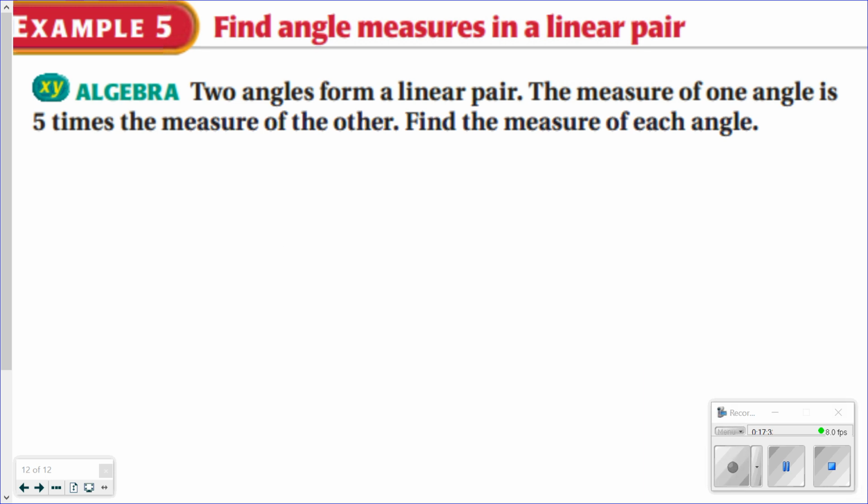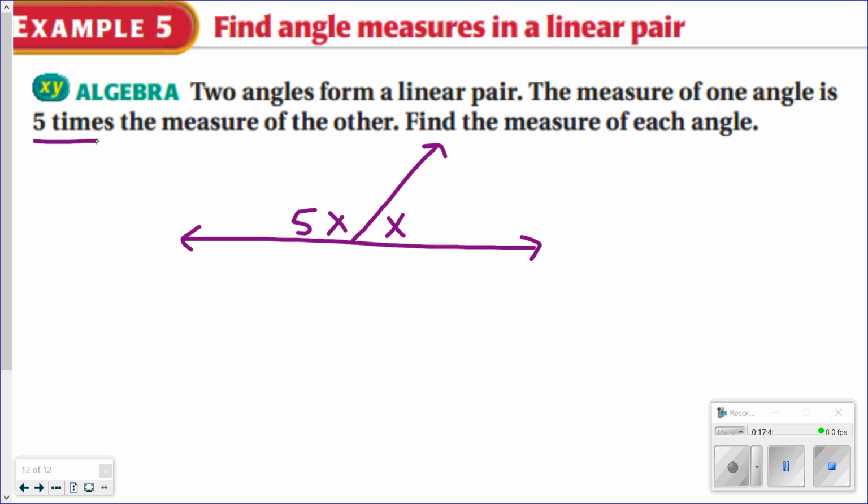So I'm going to draw a linear pair. I know that one angle is 5 times the measure of the other. So I'm going to call the small angle x and the large angle 5x because it's 5 times the measure of the other angle. Now looking at this diagram, I can set up an equation. This is a linear pair, so when I add up the two angles, they should equal 180 degrees.